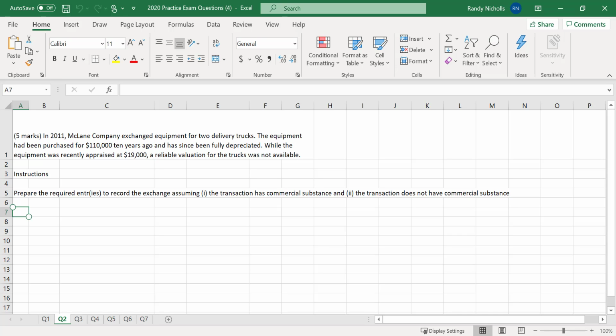So this is an equipment exchange. There's a couple of good things on this. One, it goes through disposal. So how do you dispose of an asset? So what are we doing? Prepare the required entries to record the exchange assuming A, the transaction has commercial substance, and B, it does not have commercial substance.